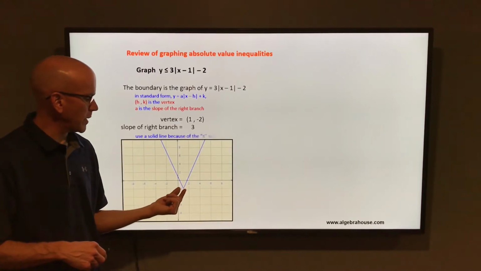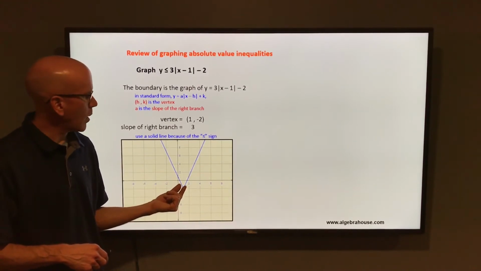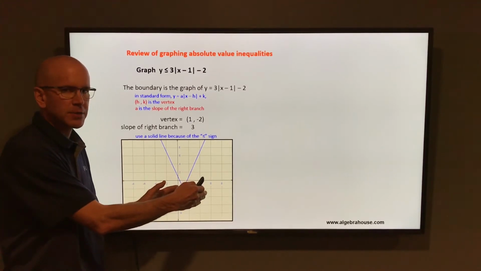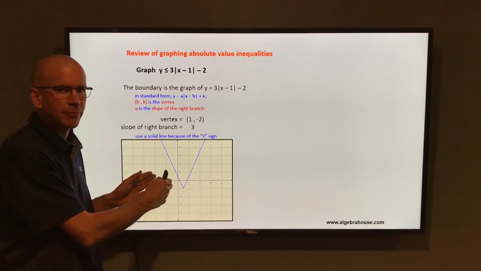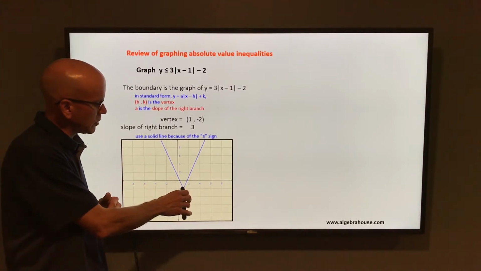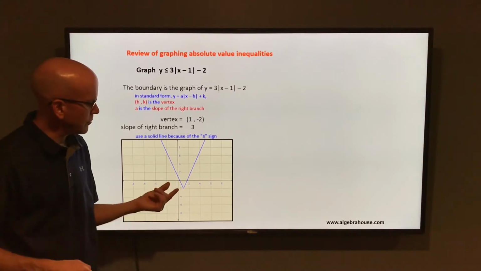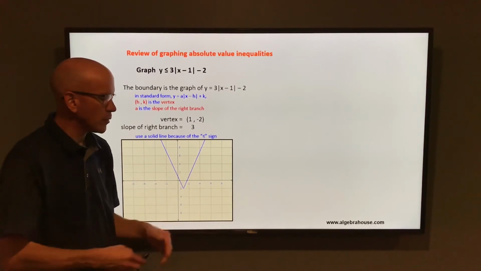So point at 1, negative 2, that's the vertex, go up 3 and to the right 1, put another point. That's the slope of the right branch is 3. The slope of the left branch is -3. So from that vertex, you could go up 3 and to the left 1, put a point. Those 3 points make your V-shaped graph. So draw the V-shaped graph through those 3 points.